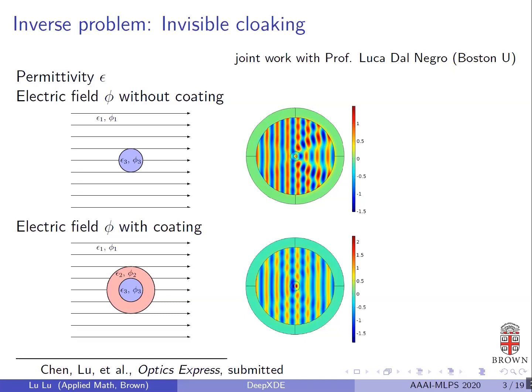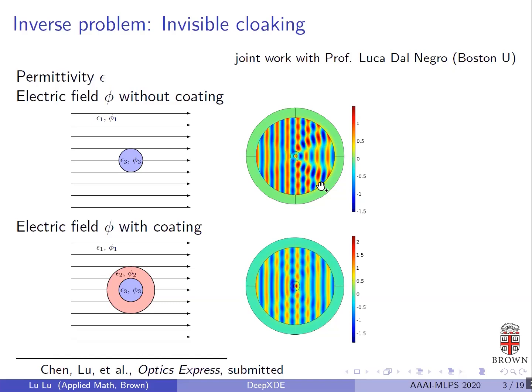So in this project, let's consider we have electric field phi, which propagates from our left-hand side to the right-hand side, indicated by the arrows. And then next, let's consider we have a small circle in the blue color in this domain. This small circle has a different permittivity, epsilon 3, which is different from epsilon 1 for the surrounding environment. Due to the existence of this small sphere, we can see on the right figure, in the downstream, the electrical field is perturbed due to the existence of this object.